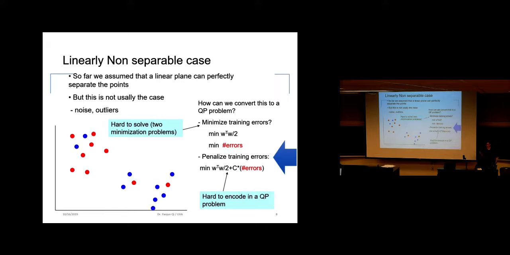For now, I have two goals. The easy way to combine the two goals is to minimize W transpose W over 2 plus minimize the number of errors. I'm using a parameter called C, a hyperparameter, that shows the trade-off between the number of errors I'm allowing versus the margin I'm trying to maximize. So maximize the margin, and at the same time minimize the number of errors.